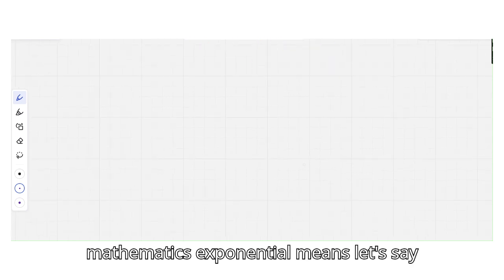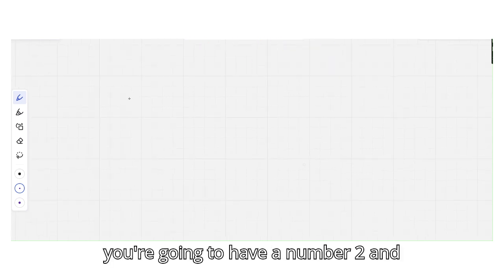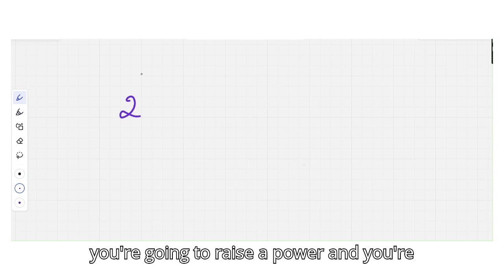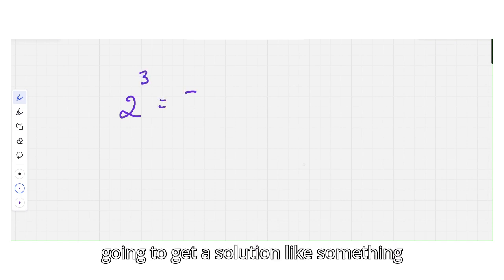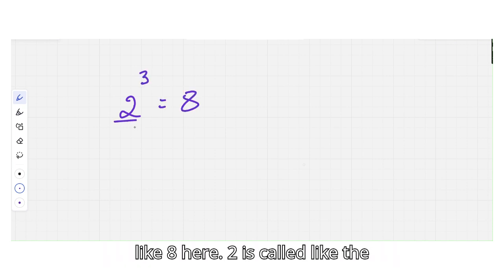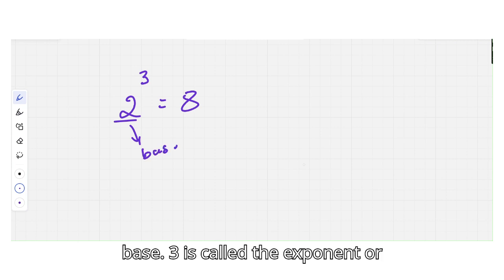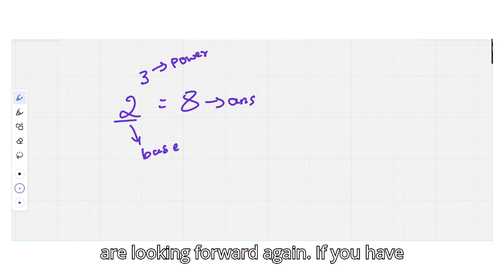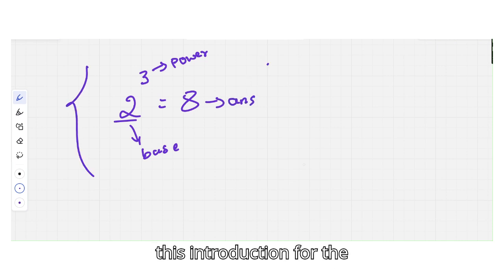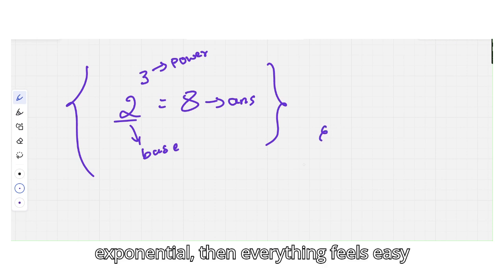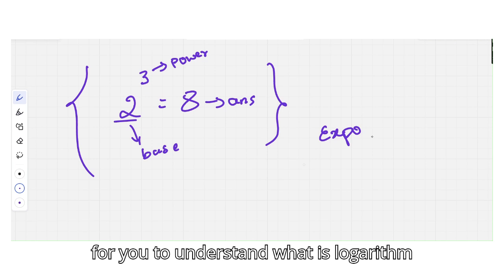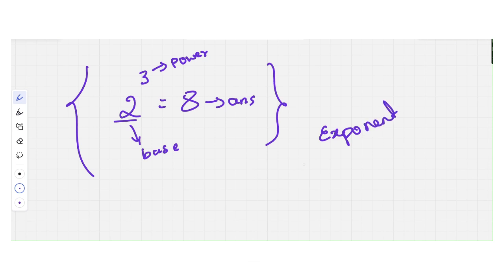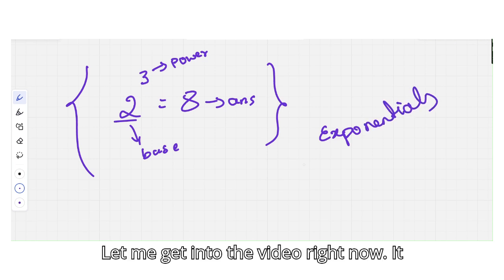In mathematics, exponential means, let's say you have a number 2 and you raise it to a power and you get a solution like 8 here. 2 is called the base, 3 is called the exponent or the power of the base, and 8 is the answer we are looking to get. If you have this introduction to the exponential, then everything feels easy for you to understand what a logarithm is. Let me get into the video right now.